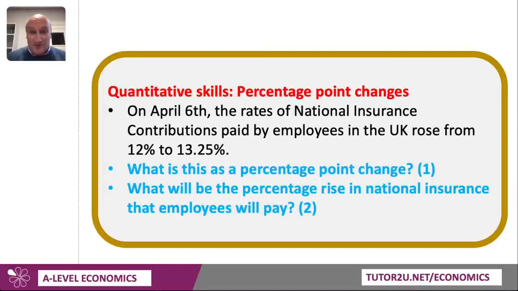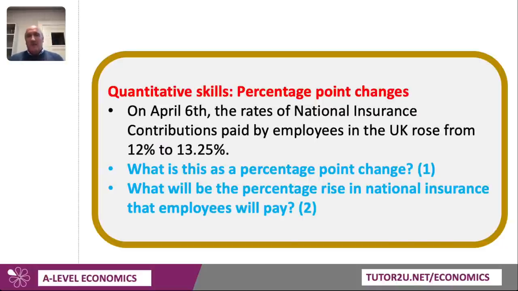And one more. Now this, I've got two questions here. On April the 6th, the rates of national insurance, NICs, paid by employees in the UK rose from 12% to 13.25%. Two questions, one's a one marker, one's a two marker. What is this as a percentage point change? AQA are saying that is one of the key quantitative skills for their exam. What is this as a percentage point change? And what will be the percentage rise in national insurance that employees will pay? In other words, what is it as a percentage change?